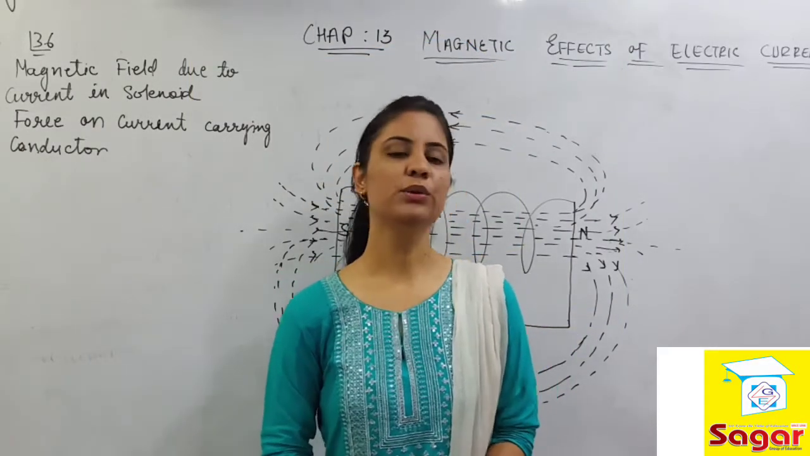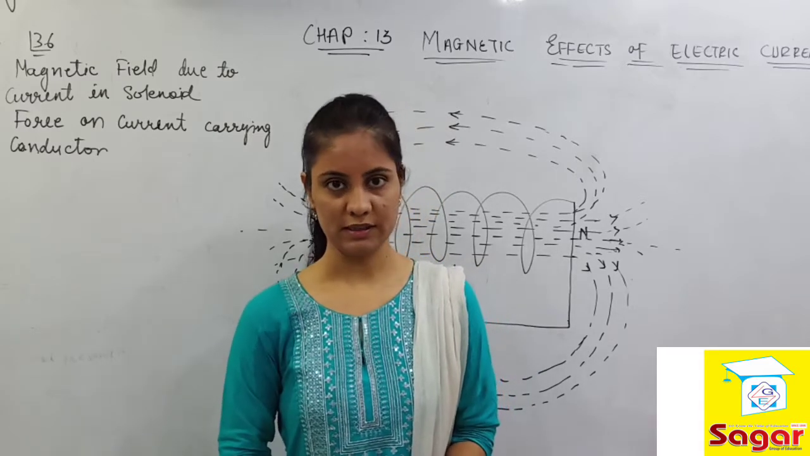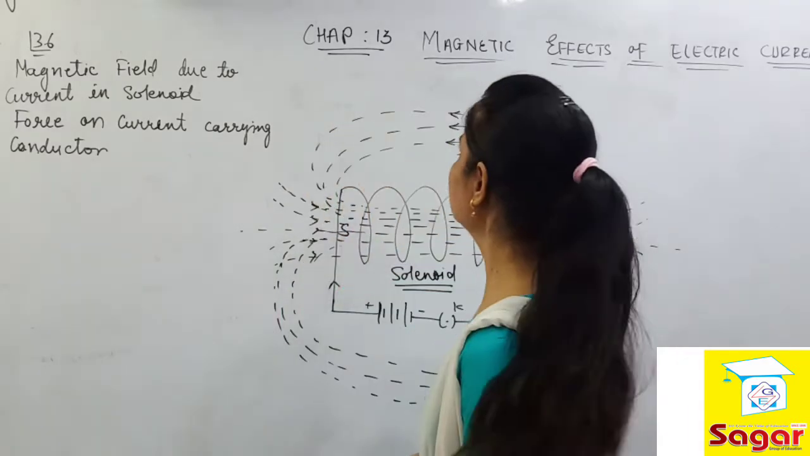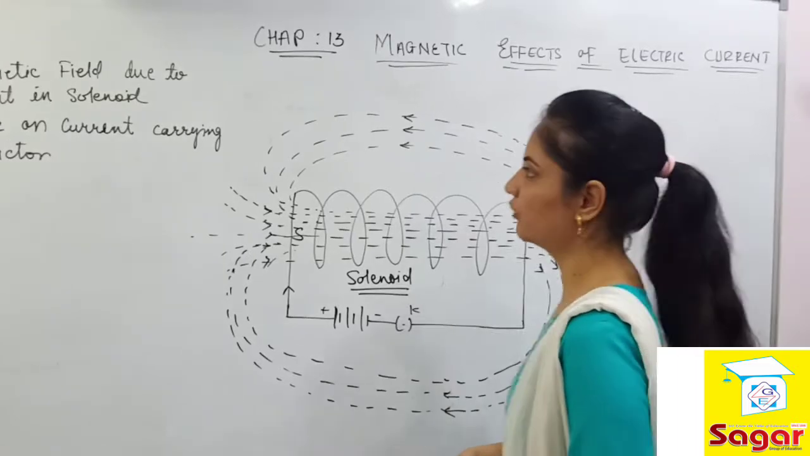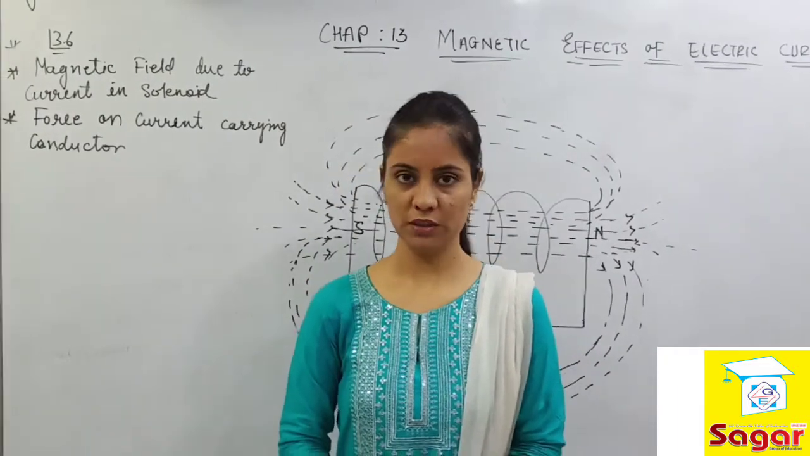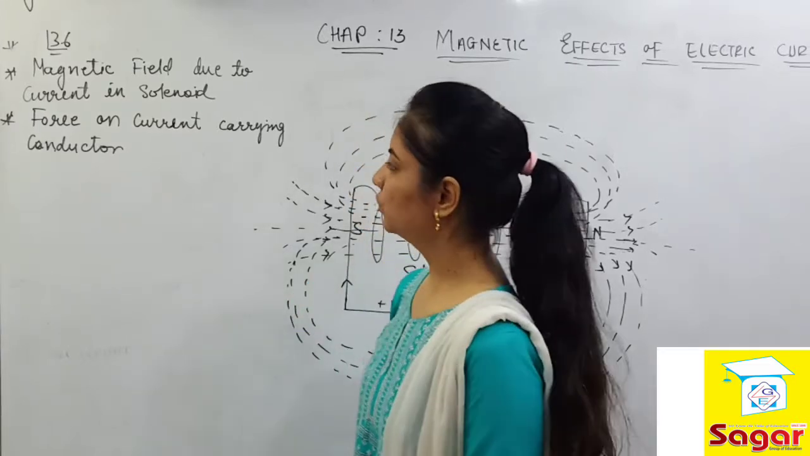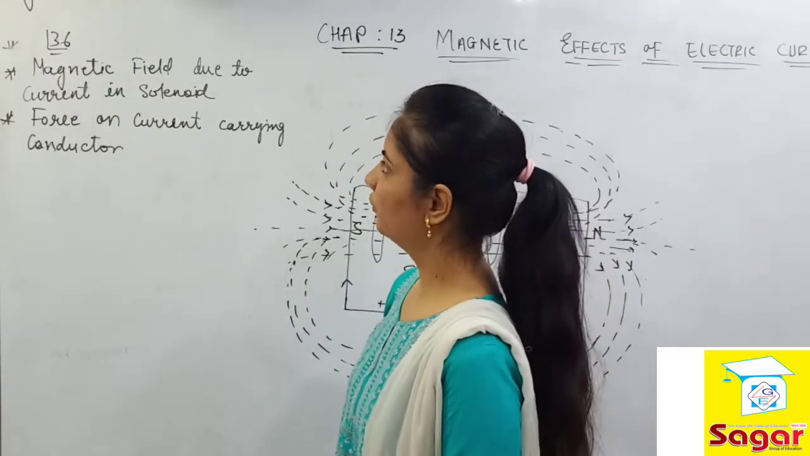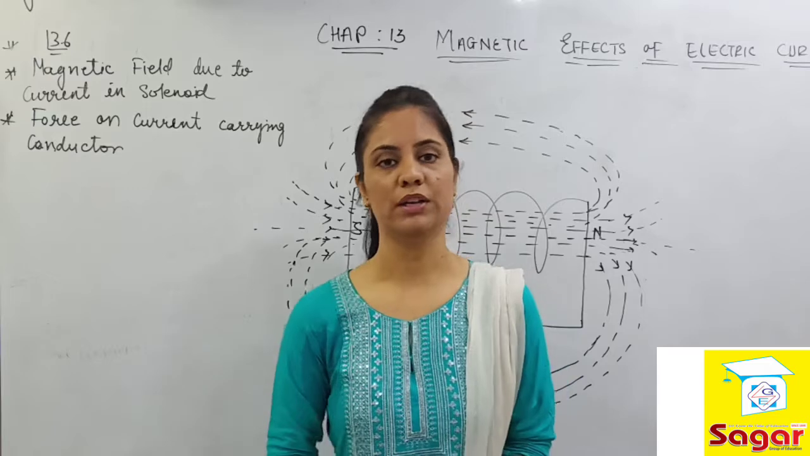So I am here today to discuss with you science for class 10. Today our chapter is chapter 13, magnetic effects of electric current. We have discussed some topics before in previous videos. Today I am here to go with the topic that is magnetic field due to current in a solenoid.